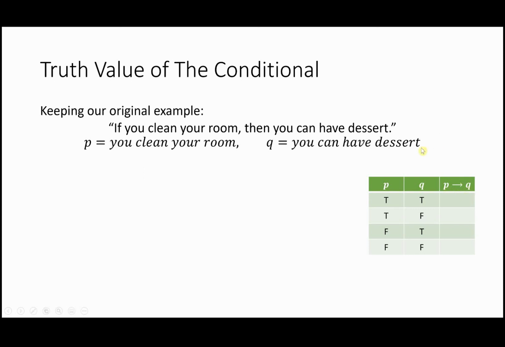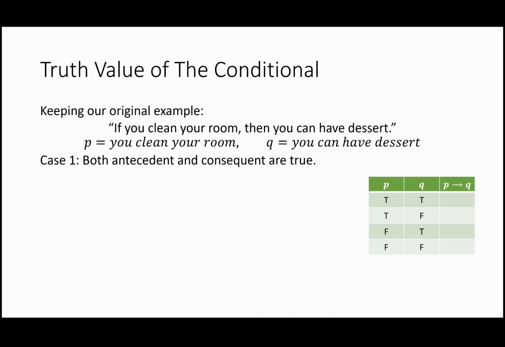Okay, so case 1 is going to be both antecedent and consequent are true. That's associated with this first row, okay? Antecedent P is true, consequent Q is true. So if we're going to maintain our original example here, in this scenario, you did indeed clean your room, and then you got to have dessert afterwards.